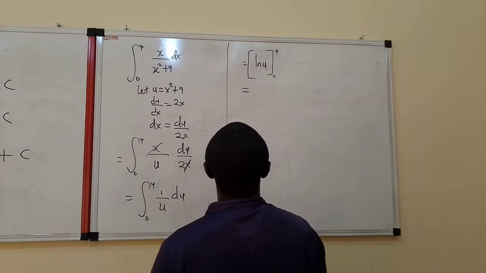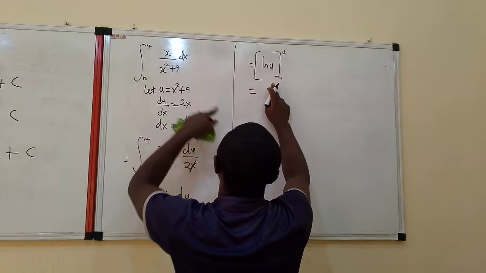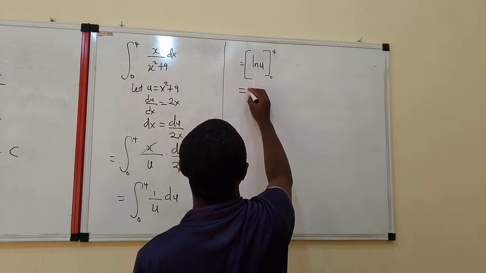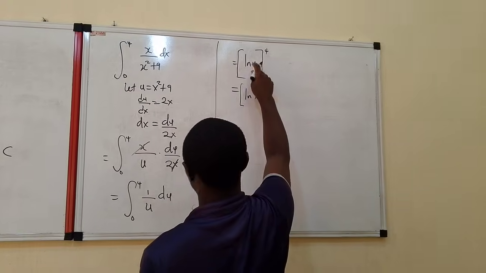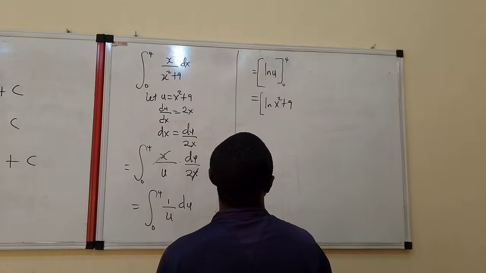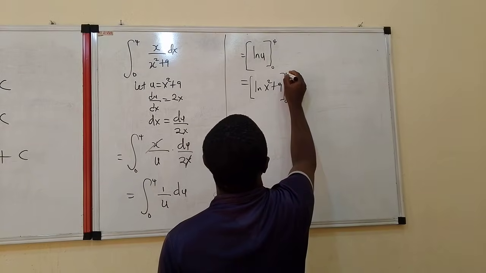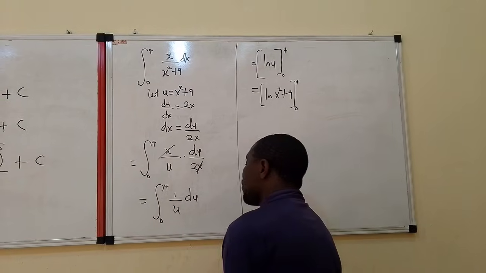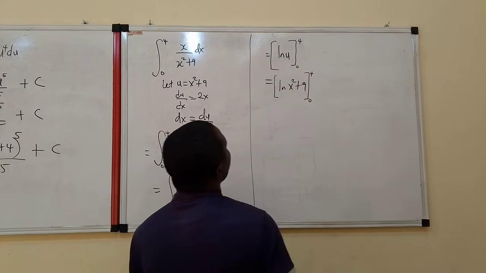Anywhere you see u, what are we going to write? x squared plus 9. Remember that is u. So I have ln of x squared plus 9, with limits 0 and 4. Now what do we do here? This is a definite integral.